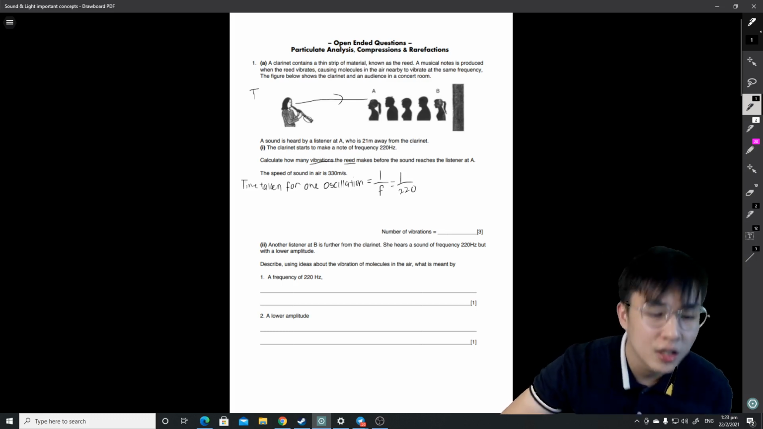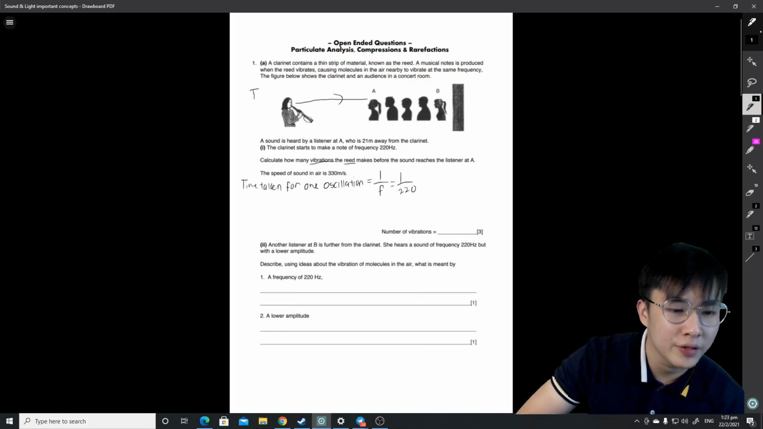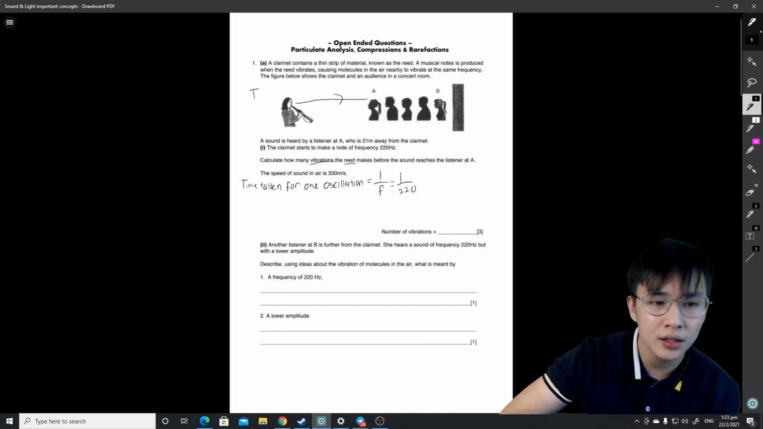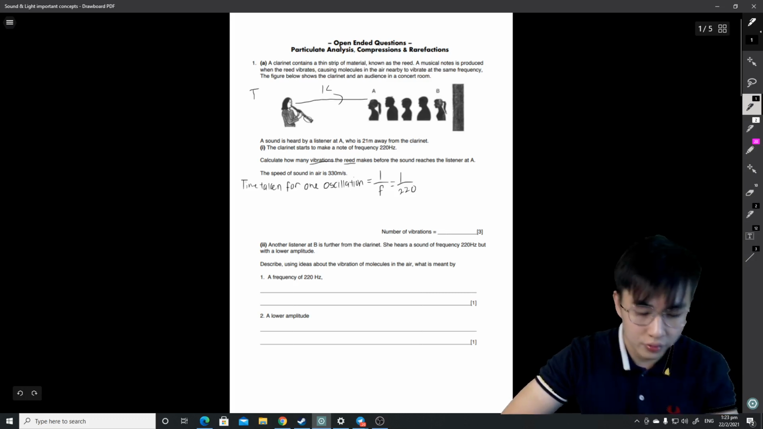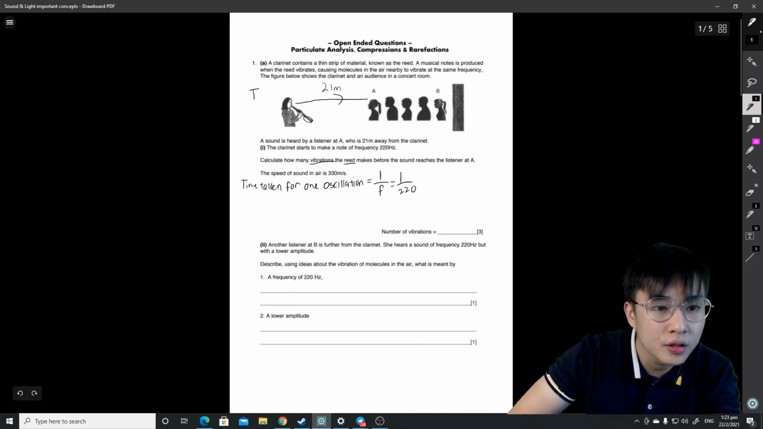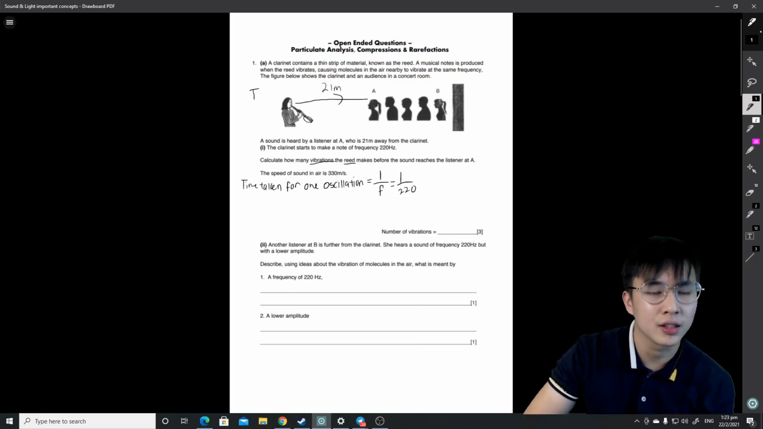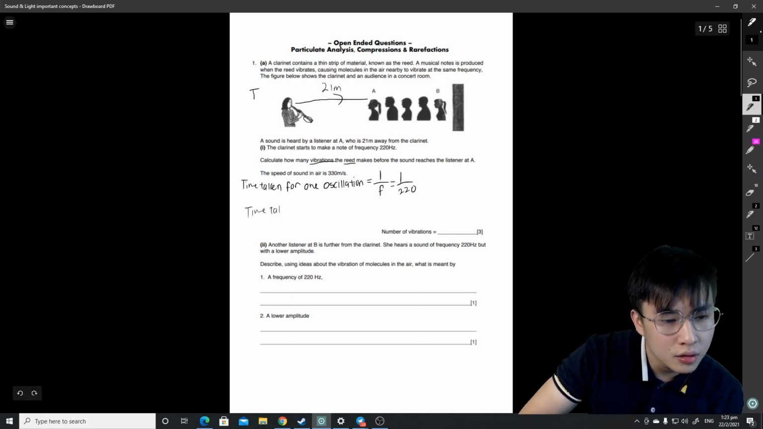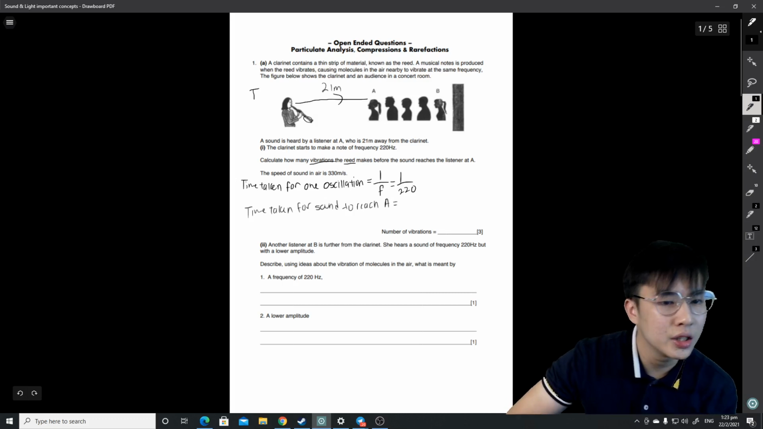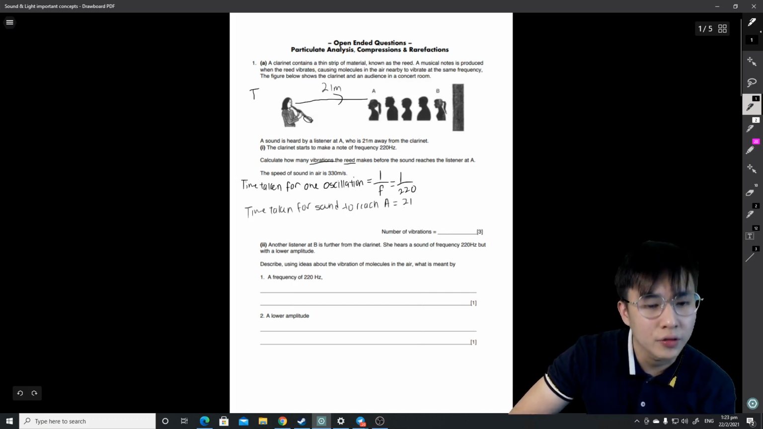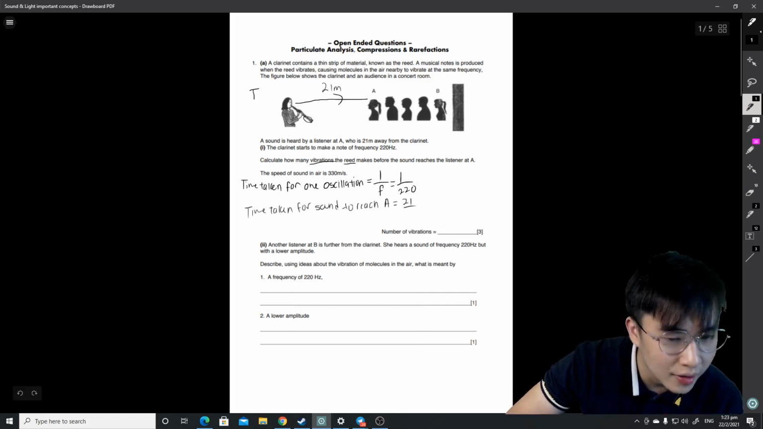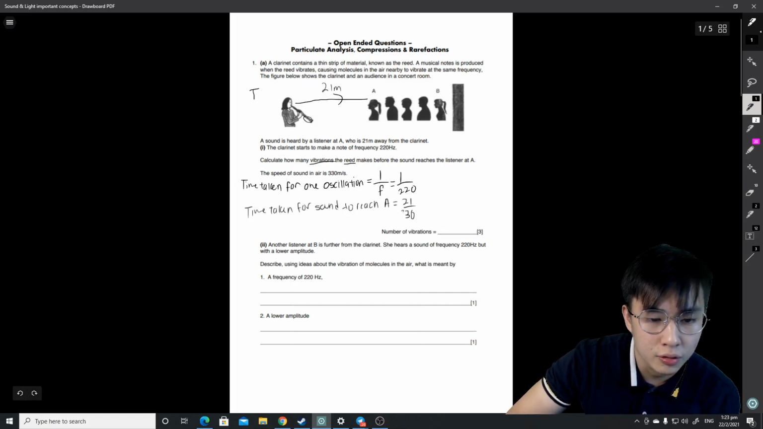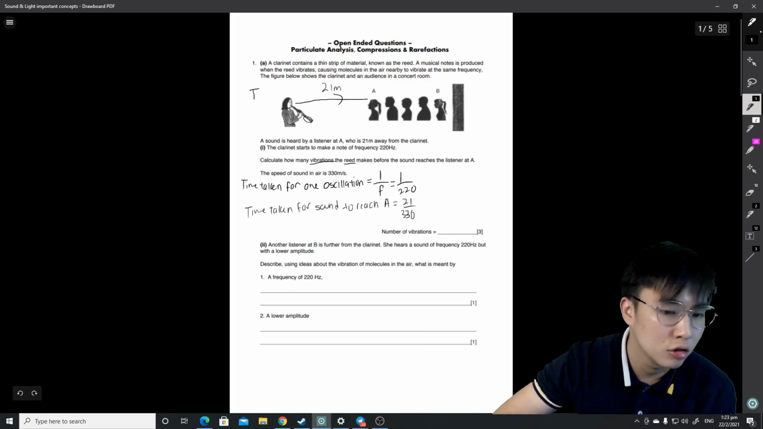Very easy. Now we think, you have the speed being 330 meters per second, and it has to travel a distance of 21 meters. So what's the time taken for the sound wave to travel to A? Very easy. Time taken for sound to reach A will just be 21 meters divided by the speed of sound. Super easy, right? 21 over 330. And this is the time taken to reach A.